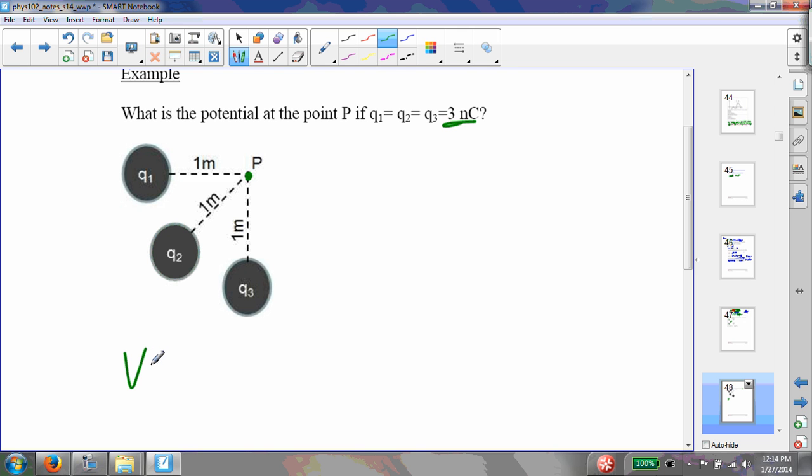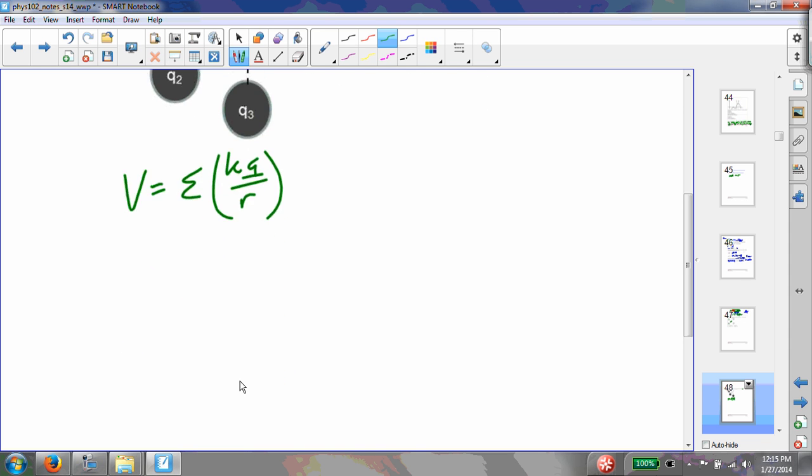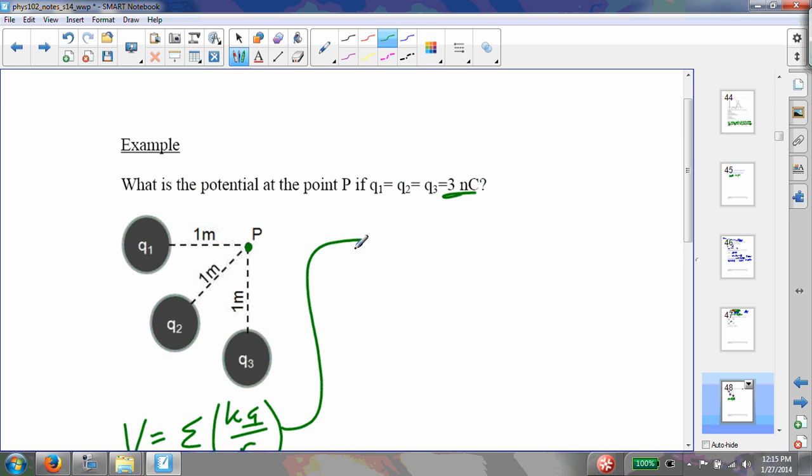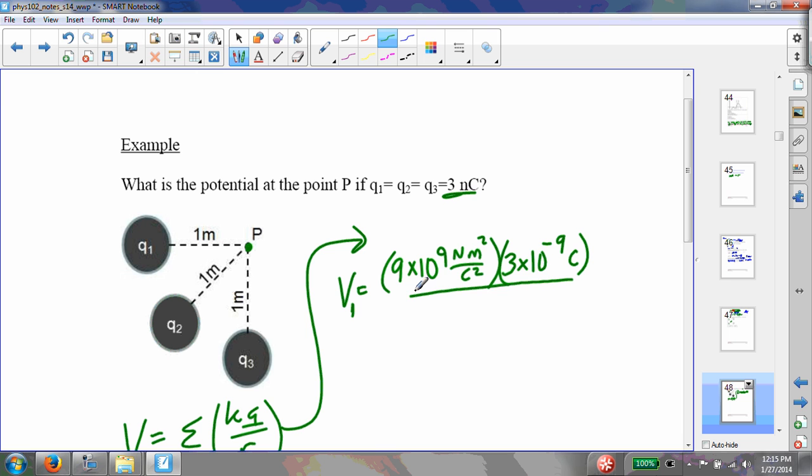Now, to find the potential, I just say the sum of kq over r for each of the individual particles. All right, so that's going to look like this. These are all identical particles. So the potential due to one of the particles, I'll call it V1, is going to equal 9 times 10 to the 9th times Q, which is 3 nanocoulombs, divided by R, which is 1 meter.